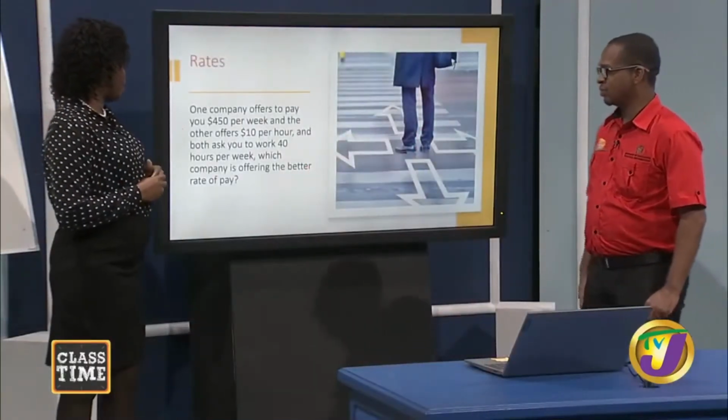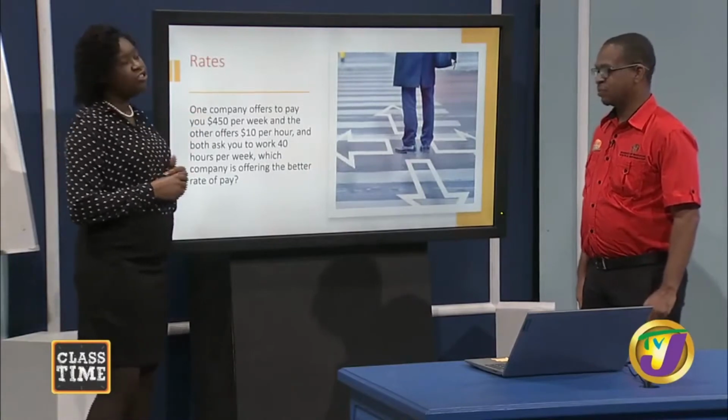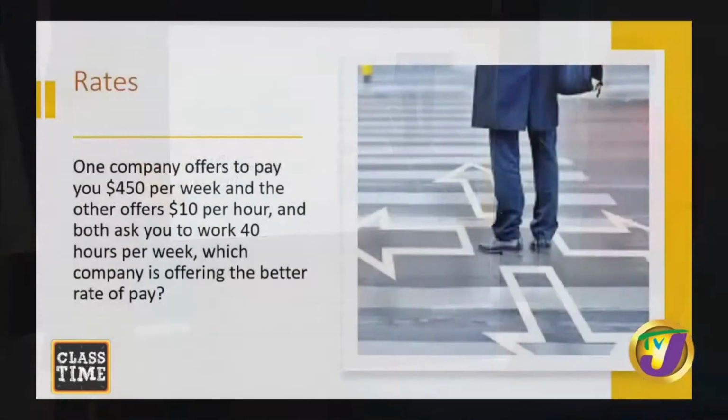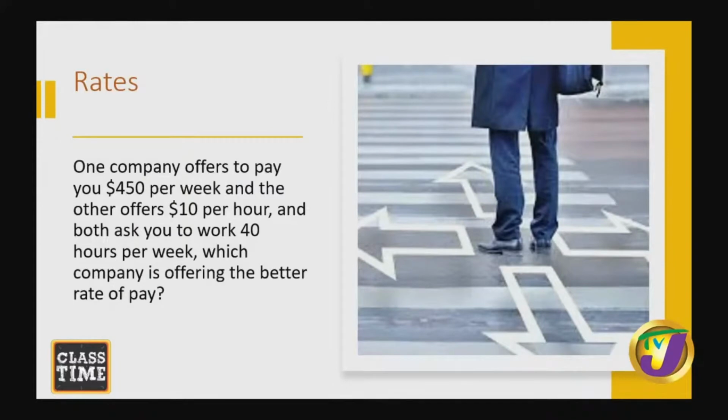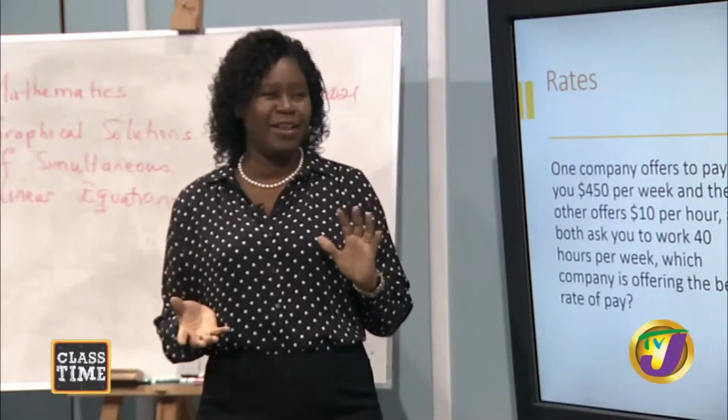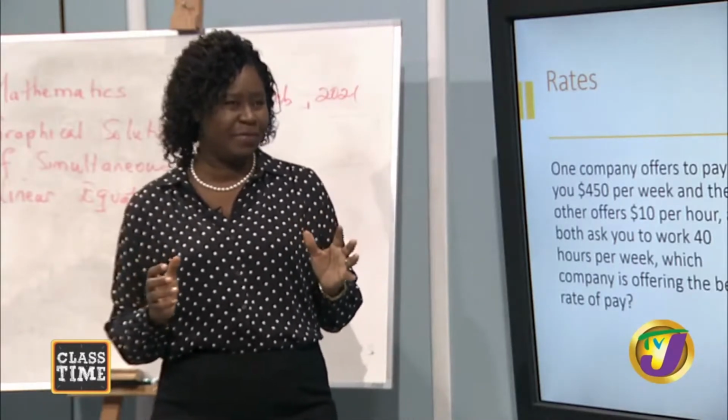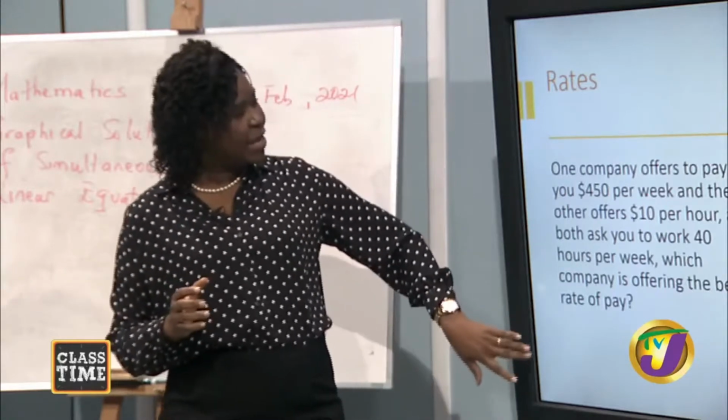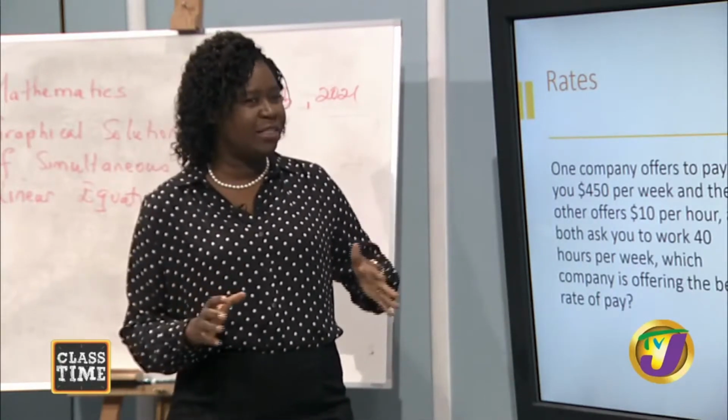So here we're being offered $450 per week, and another company is offering $10 per hour, and both of them are asking you to work 40 hours per week. Which one would be offering the better rate of pay? Right, so we could set up a linear equation as well, so that we can compare and contrast to make our decision. Definitely. Okay, so remember, linear equations every day.